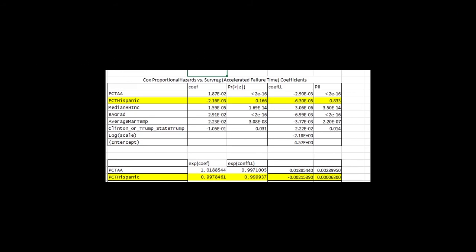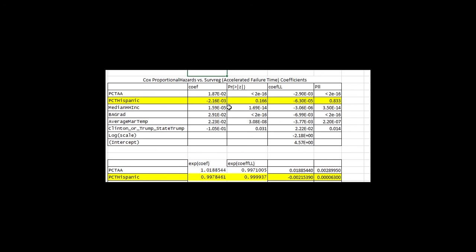Now a quick break from the R screens to go over the difference between Cox proportional hazards and the SurvReg, which are also known as accelerated failure time coefficients. To do this on the R screen, you have to spin up and down, and I usually go too fast, and it makes some people dizzy. So I'm going to put them here. I put them in, and I highlighted the percent Hispanic because they're the ones that change direction.